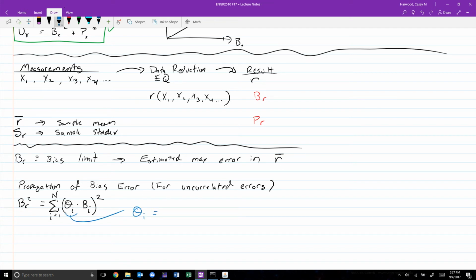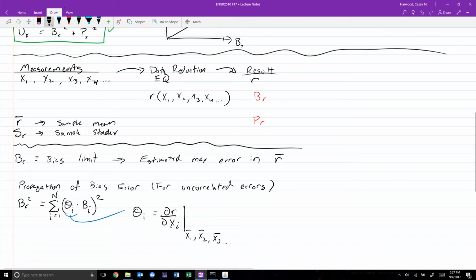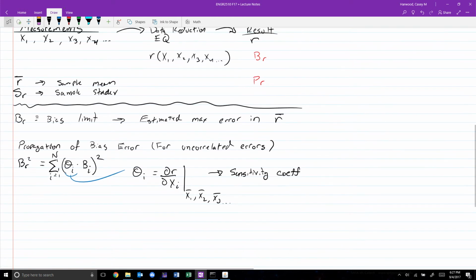is defined as the partial derivative of r with respect to x sub i, evaluated at x1 bar, x2 bar, x3 bar, etc. In other words, this is called the sensitivity coefficient. So go ahead and box that in, that's important.